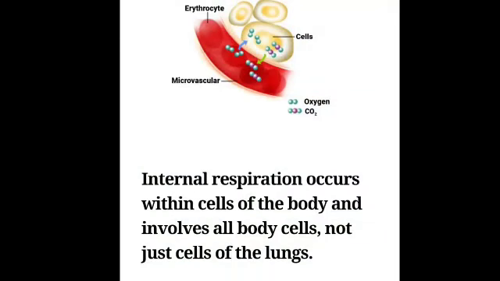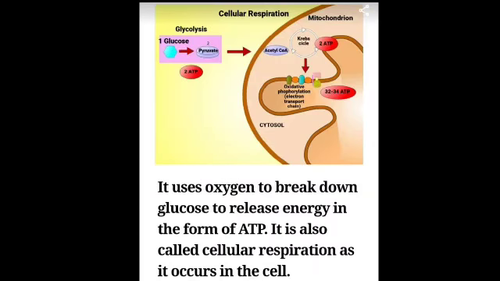Internal respiration occurs within the cells of the body, and it involves all the body cells, not just the cells of the lungs. In this picture you can see internal respiration happening in the cell, and carbon dioxide is liberated out of the cell and oxygen is taken inside the cell. The process of internal respiration is also called cellular respiration. It happens in the mitochondria of the cell.